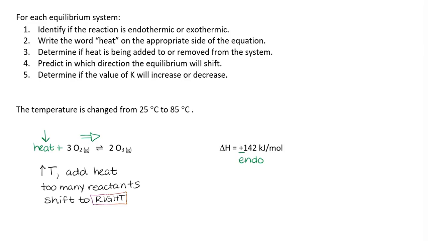The next thing we do is we analyze what will happen to the value of K as a result of this equilibrium shift. So because the system shifted to the right, now we have an increase of products. Because we have an increase in products, it means that the numerator of our mass action expression will increase. So we'll have a larger value of the numerator. If we have a larger value of the numerator, then our value of K will increase.